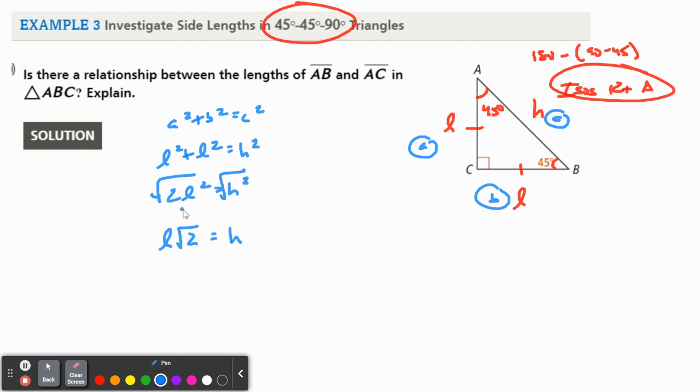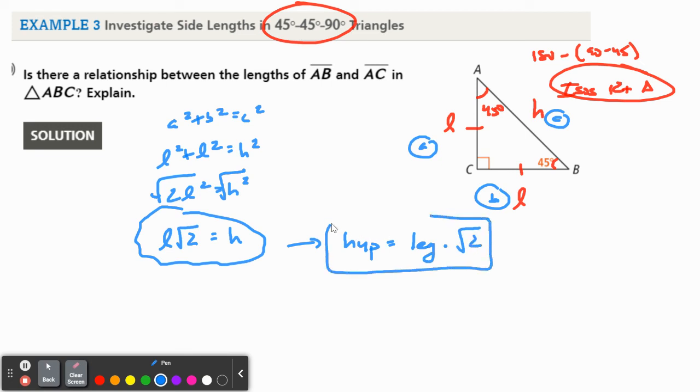And this is the main idea: to find the length of your hypotenuse, you must take the length of your leg and multiply by the square root of 2. So in this picture here, if we bring it back to AB and AC, AB, the hypotenuse, is going to be AC times the square root of 2.